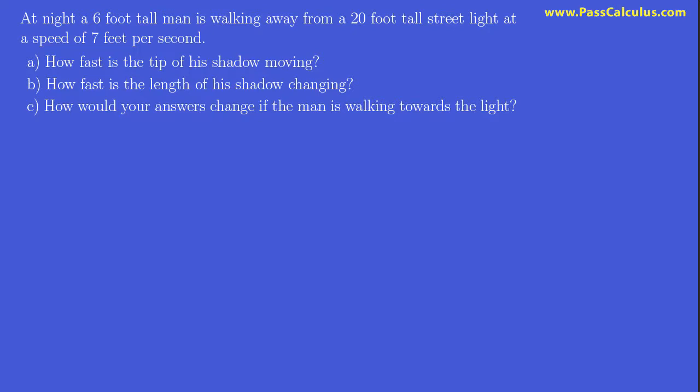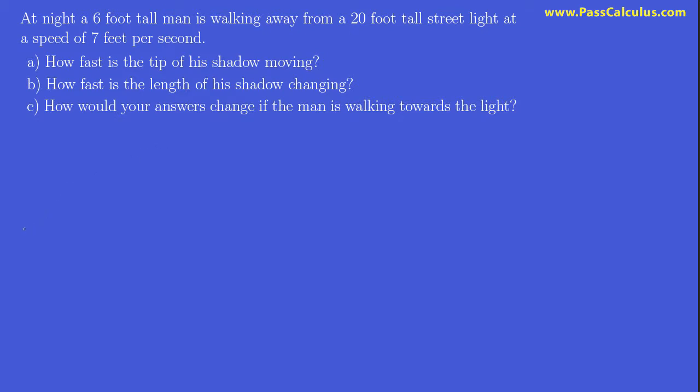So this problem is as follows. At night, a 6-foot tall man is walking away from a 20-foot tall streetlight at a speed of 7 feet per second. Question A asked, how fast is the tip of his shadow moving? B, how fast is the length of his shadow changing? And C, how would your answers change if the man is walking towards the light as opposed to walking away from the light? Let's start by drawing a little diagram here.